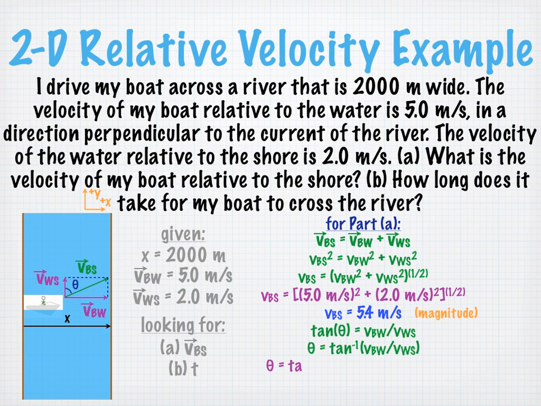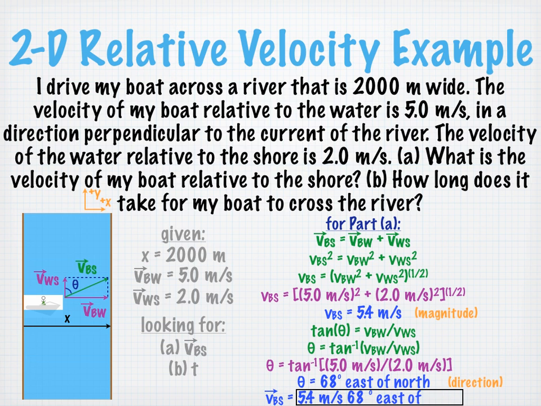Next, we plug in our values, and using our calculator, we get an angle of 68 degrees east of north. So our complete answer for part A is that the velocity of the boat with respect to the shore is 5.4 meters per second in the direction 68 degrees east of north.